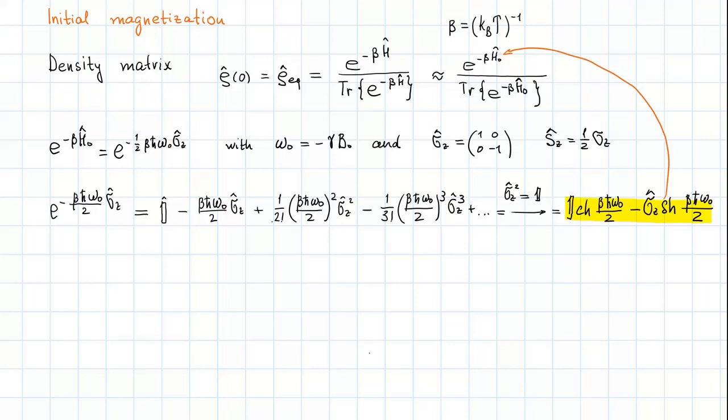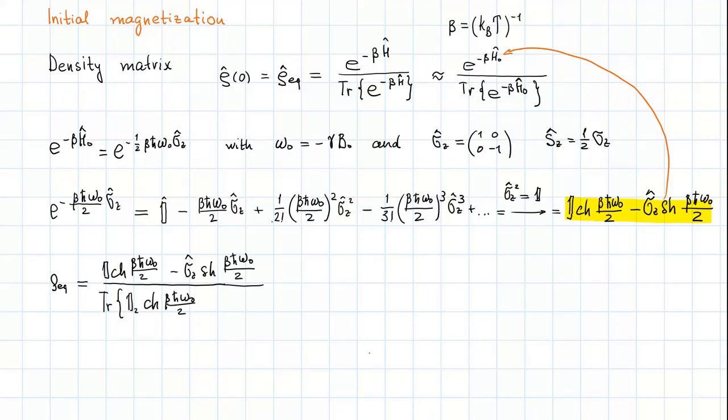By inserting this expression into the density matrix, I obtain immediately... The majority of magnetic resonance experiments are performed in the so-called high-temperature limit, that is, when the Boltzmann energy kBT is much larger than the spin interaction energy, or Hamiltonian H0.